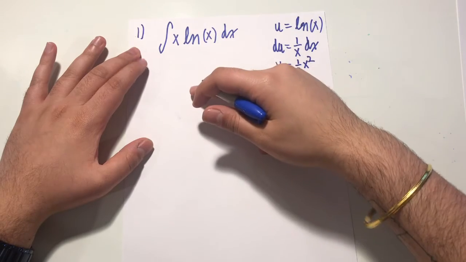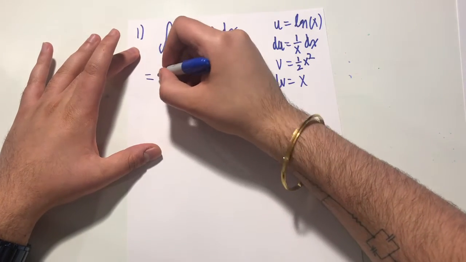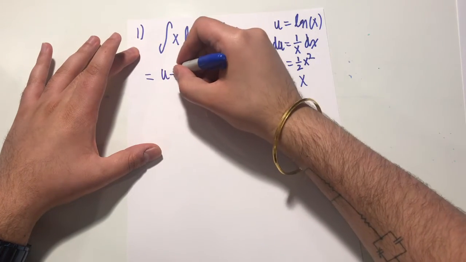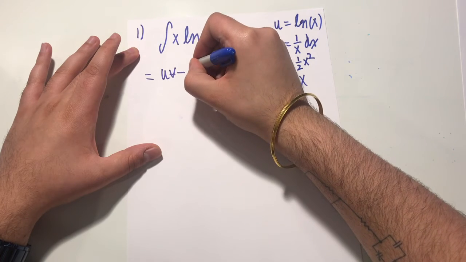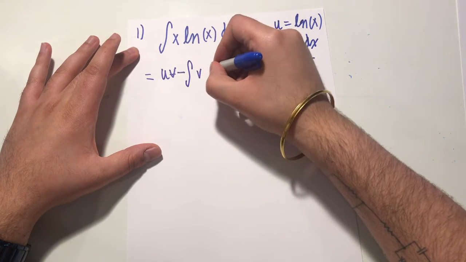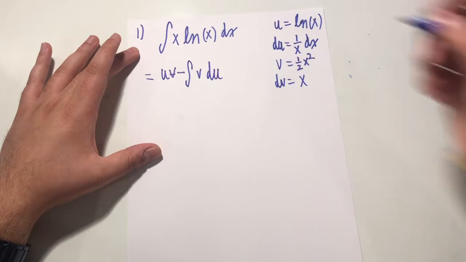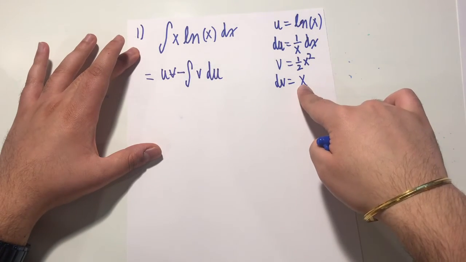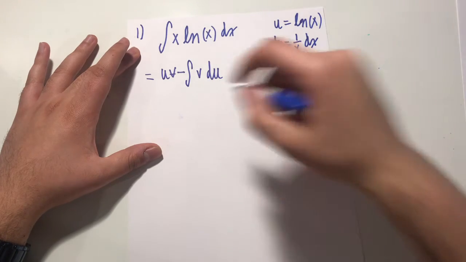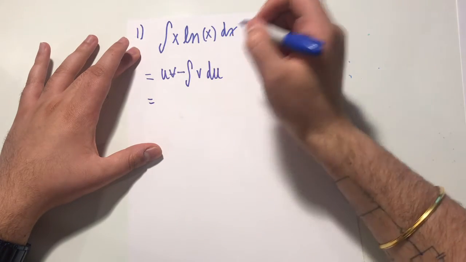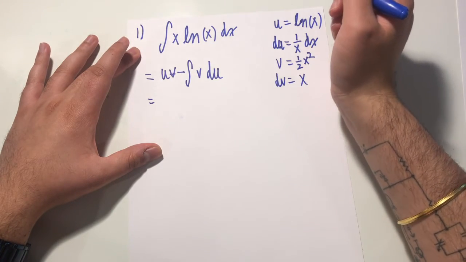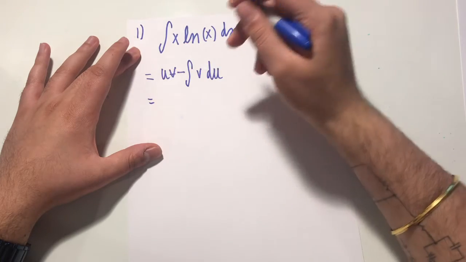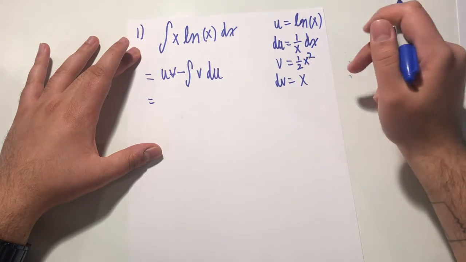So this should all equal uv minus the integral of v du. And now we just take these values over here on the right and substitute. So u is going to be equal to natural log of x, and v will be 1/2 x squared.